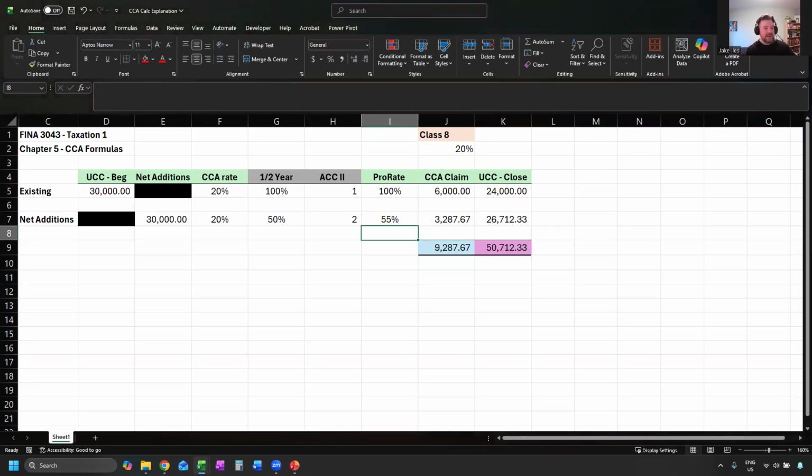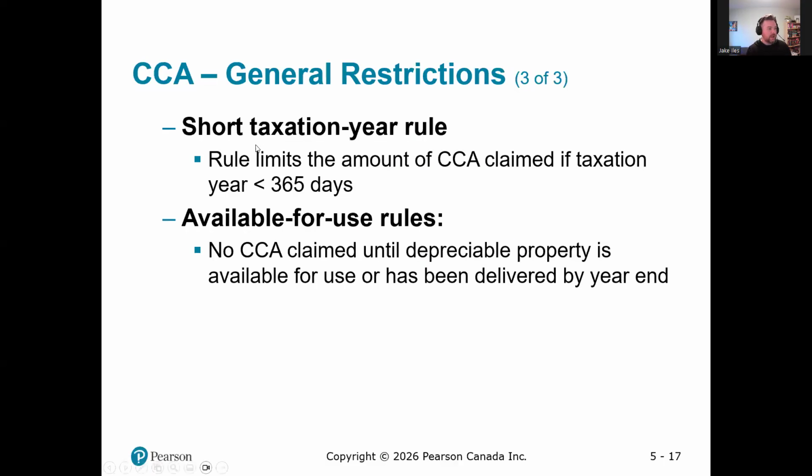So now that 6,000 of CCA has been reduced to 3,287 because I was only around for roughly 55% of the year. So that's what they mean by this short taxation year rule. This rule limits the amount of CCA claimed if the taxation year is less than 365 days. The general CCA rates for our classes are assuming 1 full year. So if we don't have the full year, we have to portion it down to the part of the year that it does apply. And we will have an exercise on this later.